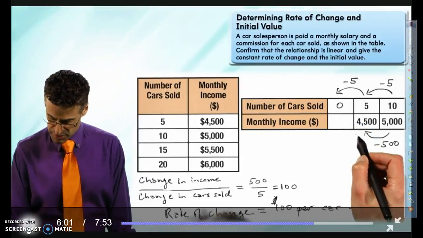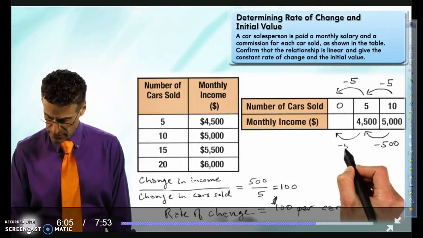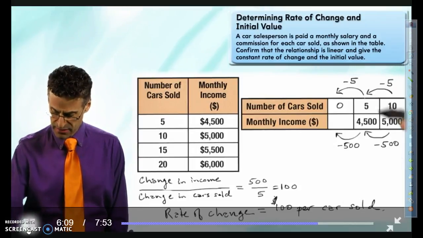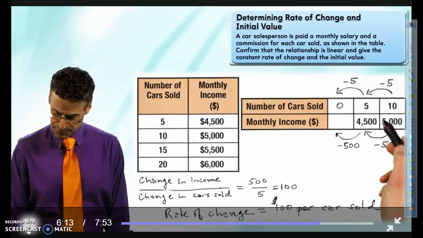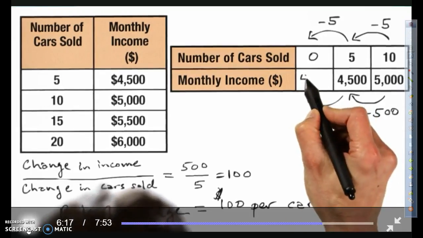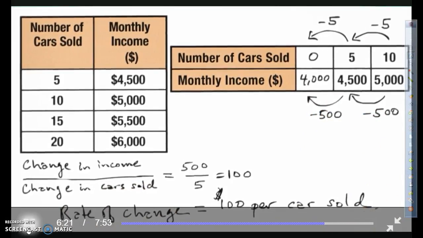So let's see what the corresponding monthly income is. What do I have to do? I have to subtract 500. Remember, it's always the same. If I subtract 5 from here, I have to subtract 500 from here. That's the constant rate of change. So if I take 4,500 and subtract 500, I'm just left with $4,000. So the initial value is $4,000.